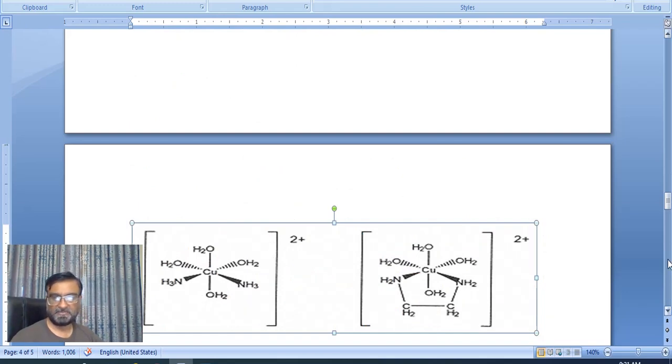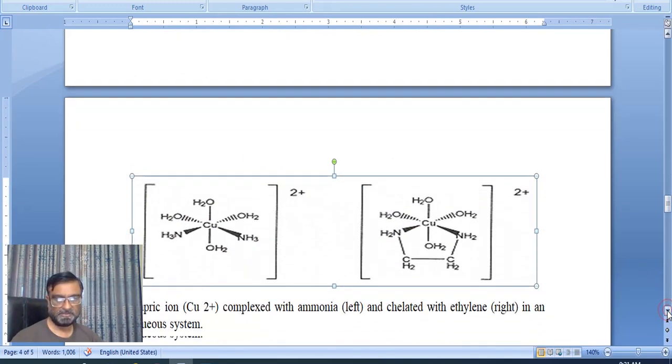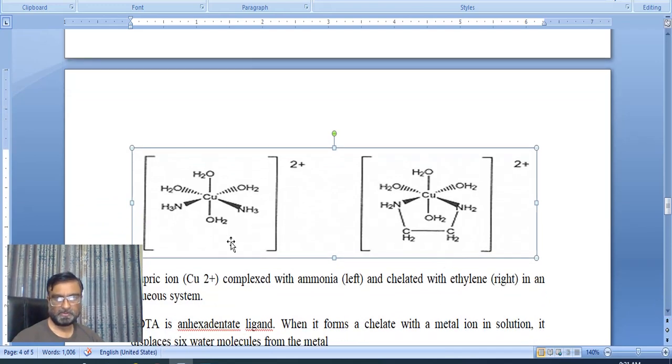So look at this figure we have talked about in the description. This is a cupric complex with ammonia and chelated with ethylene diamine. It is an aqueous system, and it is the aqueous system that is providing the chelates.